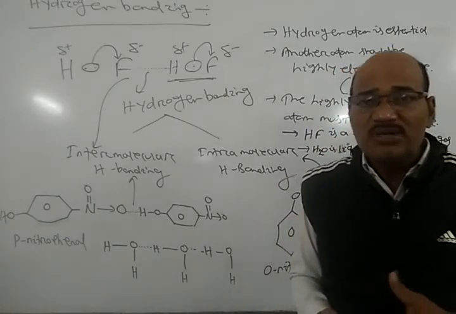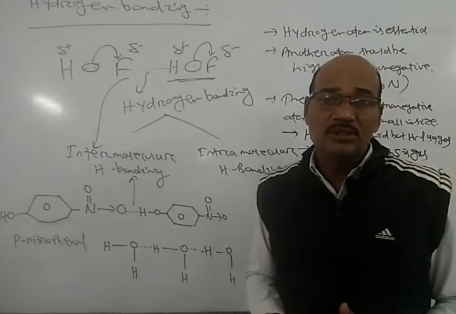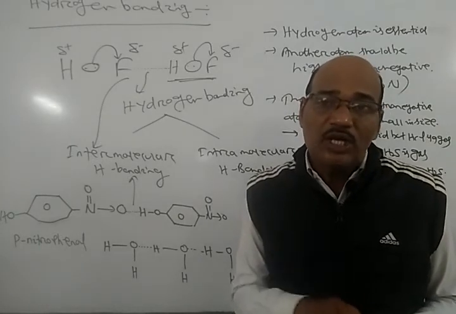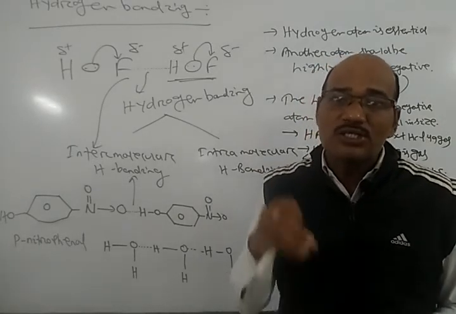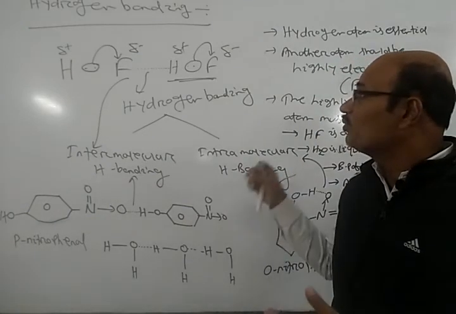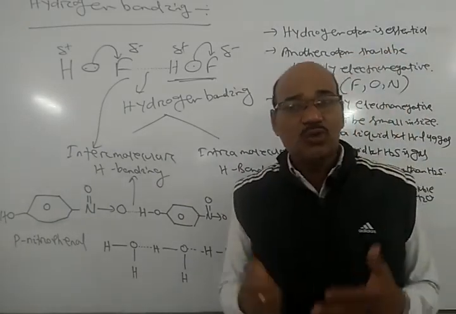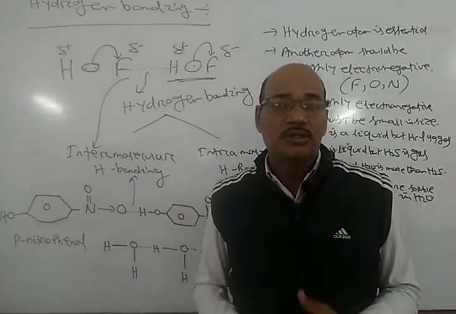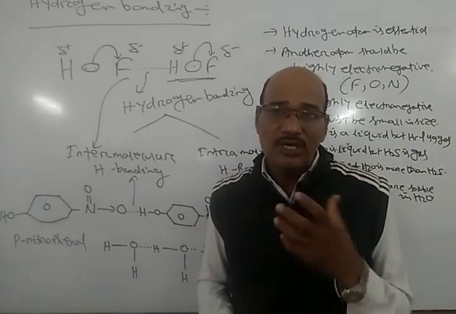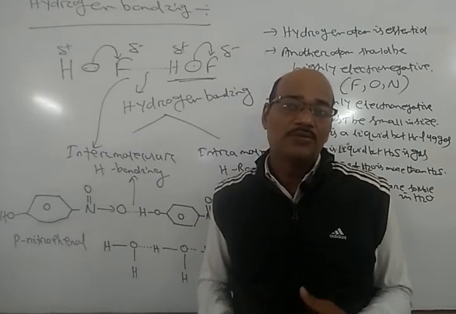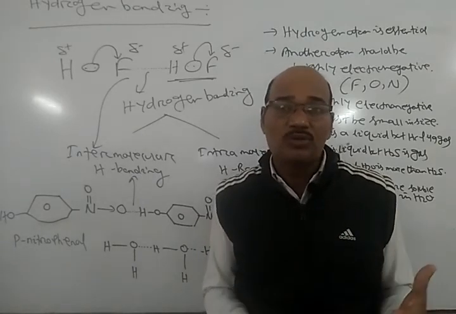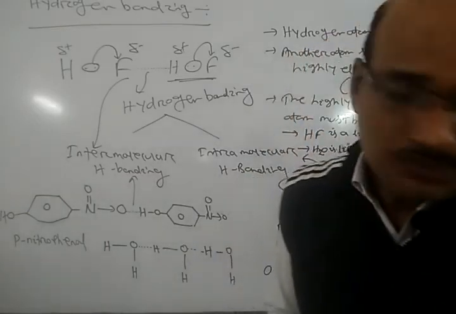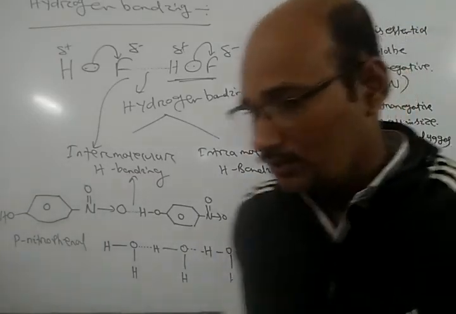And who cannot form hydrogen bonding? If the species is not having the highly electronegative atom with small size, like F, O, N. Okay. So in alcohol also we have OH, we have the oxygen atom, and that oxygen atom can form hydrogen bond with water. That is why alcohols are soluble in water. Okay.